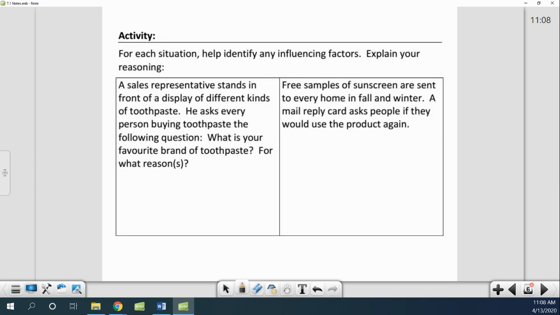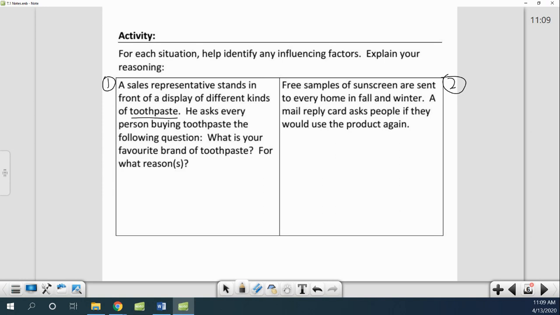So here we go. Activity, we're going to do 4 of these together. For each situation, help identify influencing factors and then explain your reasoning. So, number 1. A sales representative stands in front of a display of different kinds of toothpaste. All right, cool. So we're looking at toothpaste. He asks every person buying toothpaste the following question: what is your favorite brand of toothpaste and for what reasons?